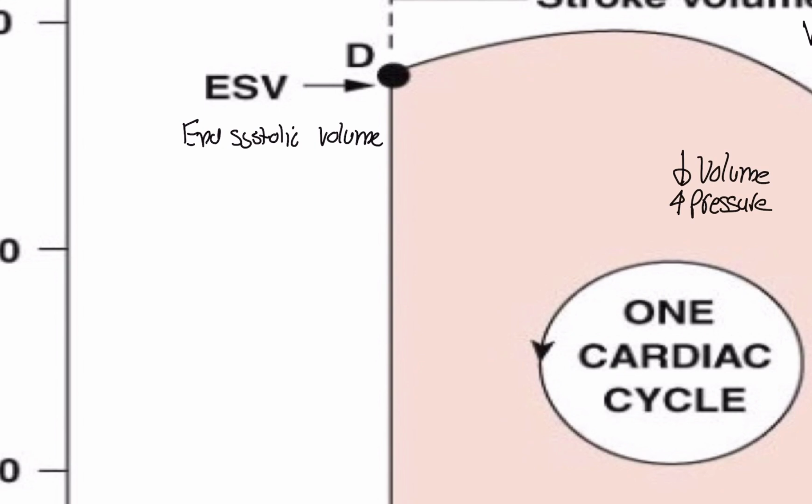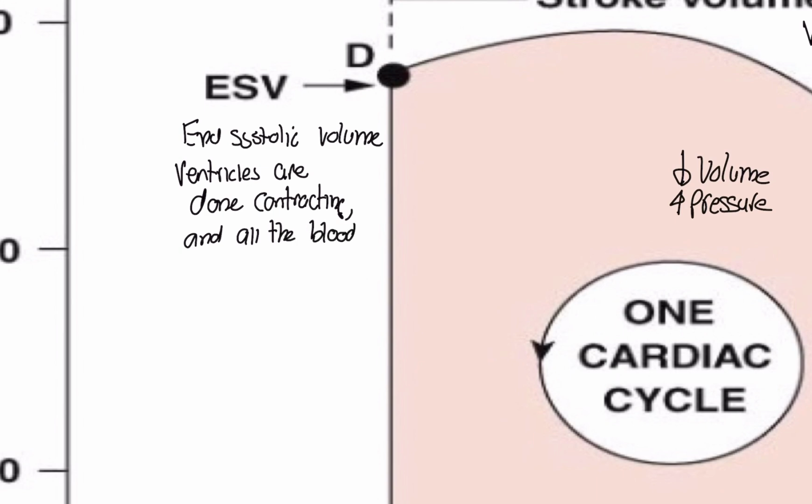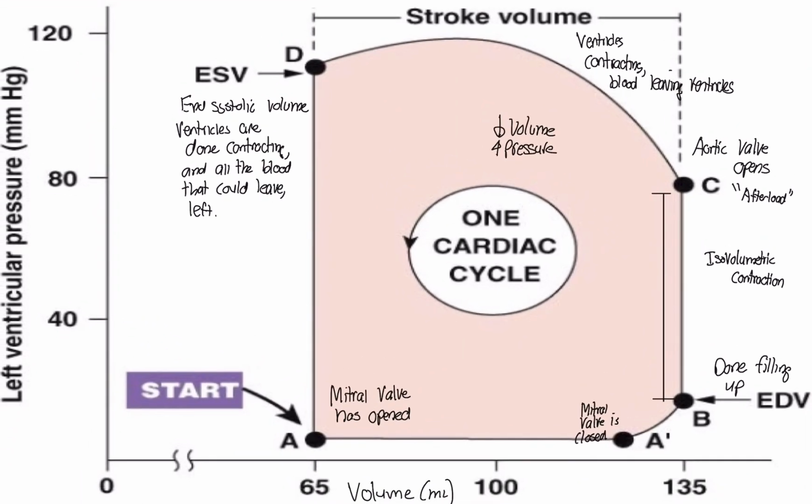And the reason is because the ventricles are done contracting and all the blood that could leave, left. Sweet. This is also the point where the aortic valve shuts. Okay. The aortic valve shuts, so no more blood can actually go into the aorta. We're done. Everything's shut now.